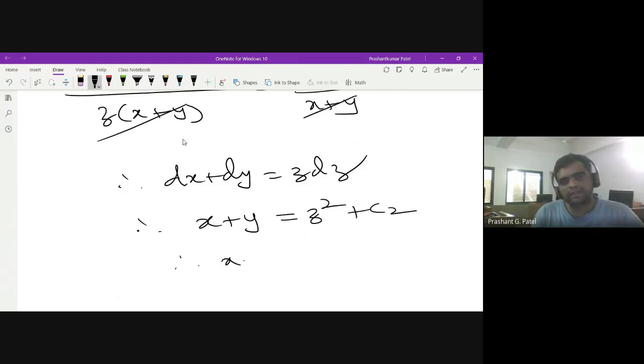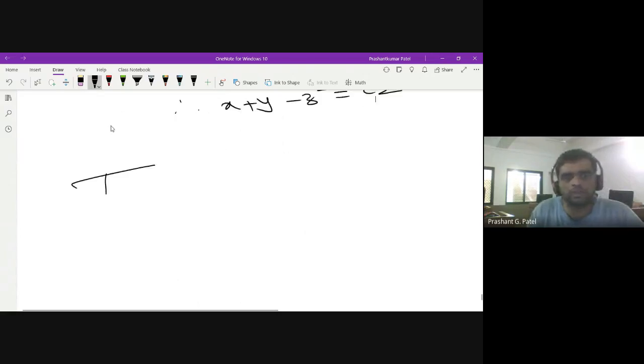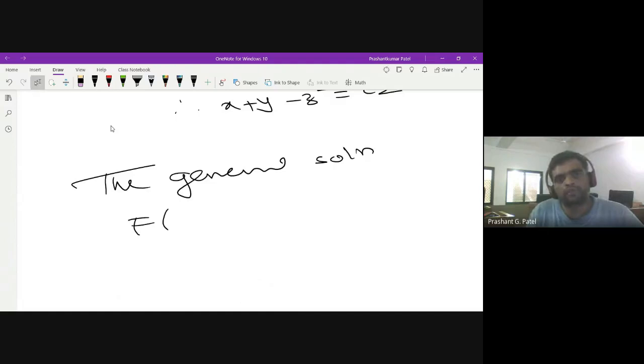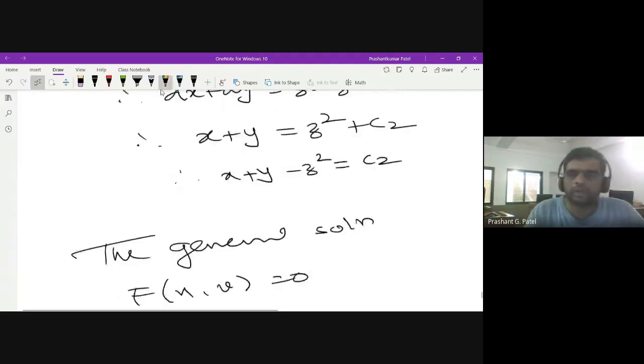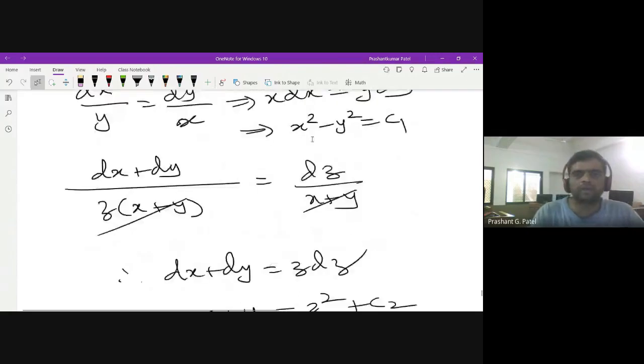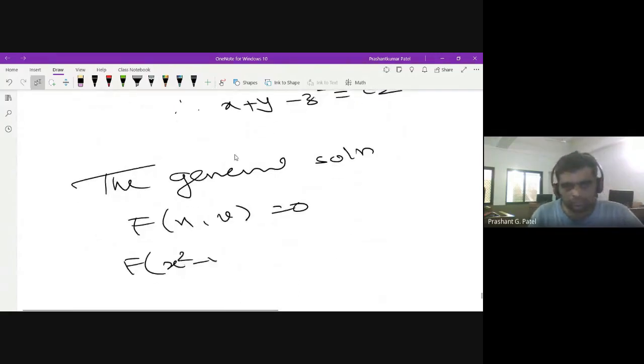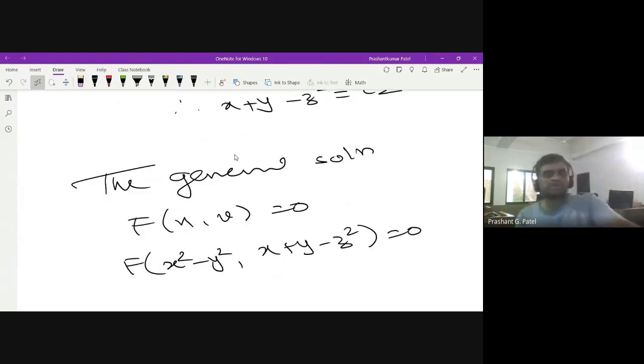So that's why the function you will have is this. So the final answer, that means the general solution, is f of u, v equal to 0. That is, u is x square minus y square, and v is x plus y minus z square, equal to 0. So this is the way you can deal with this type of example.